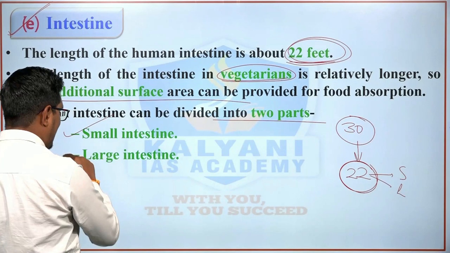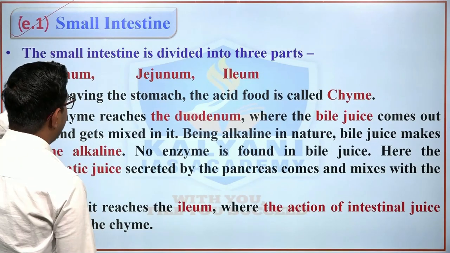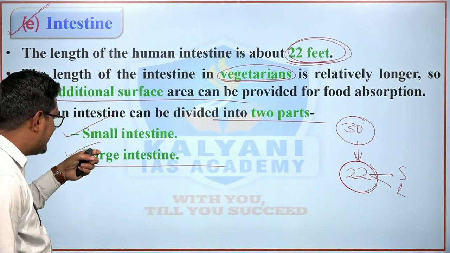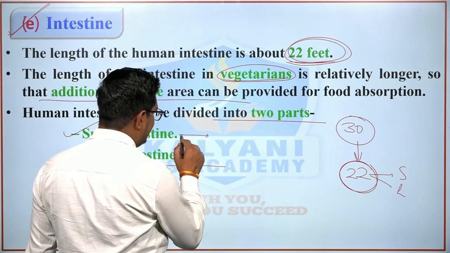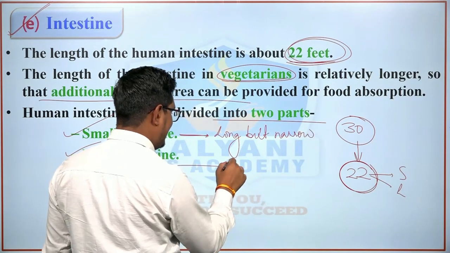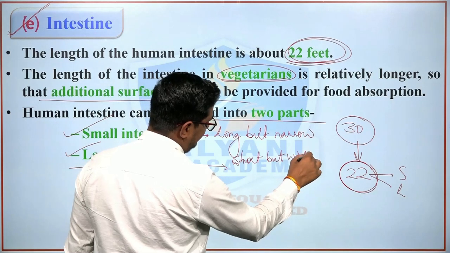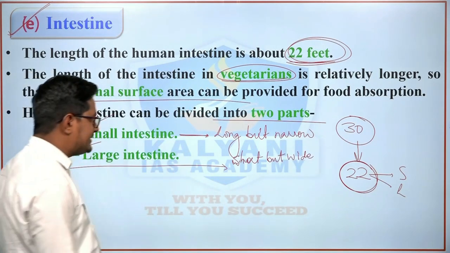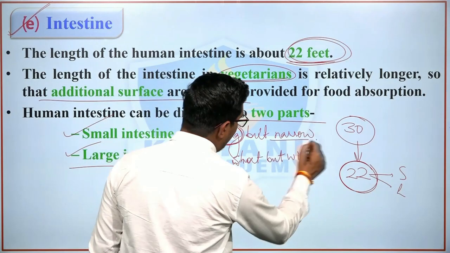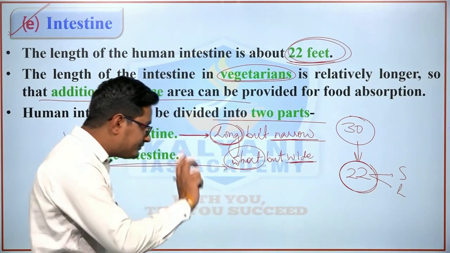Human intestine can be divided into two parts. First is small intestine and second is large intestine. See, the small intestine is divided into three parts. The first thing I would like to tell you is why this is known as small intestine. See, this is long but narrow, and this is short but wide. This is the difference between two. जो small intestine है, small intestine ऐसी intestine होती है, this is long in length but narrow in width. And here the large intestine is short in length but wide in width, right.